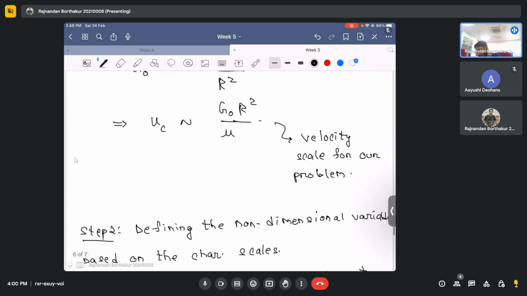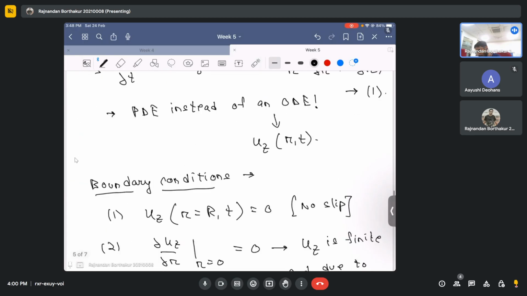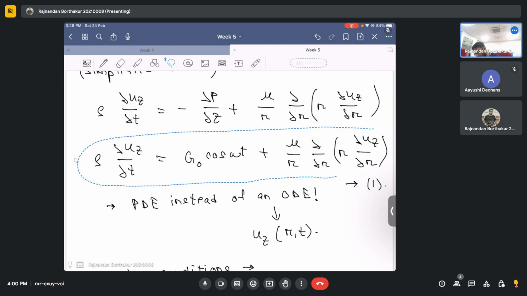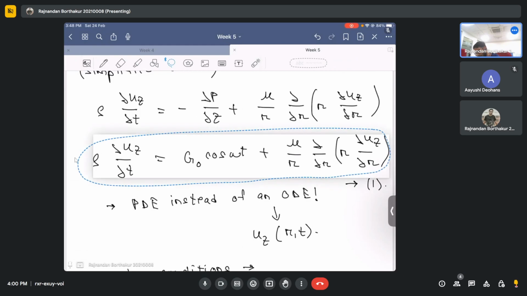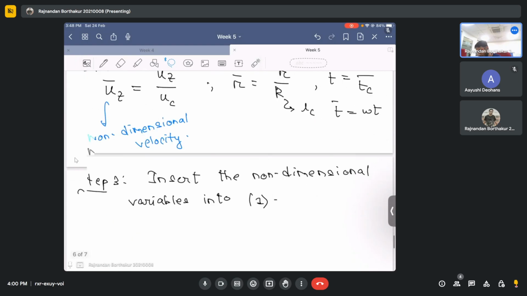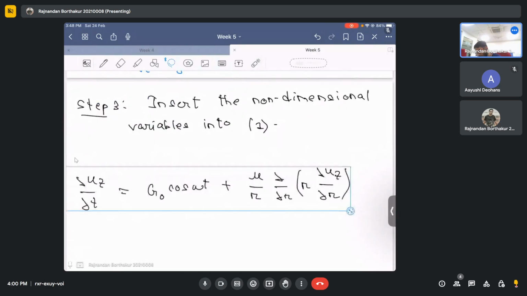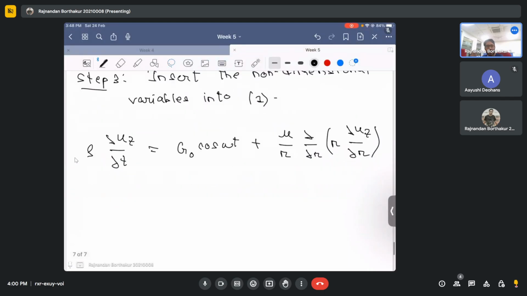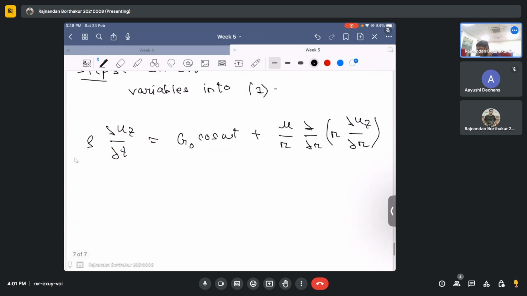So I'll rewrite. Let's see the governing equations again. So this was basically our governing equation, and paste it here. All right. So now let's write the dimensional variables in terms of the non-dimensional variables. So if we do that, let's see what we get.